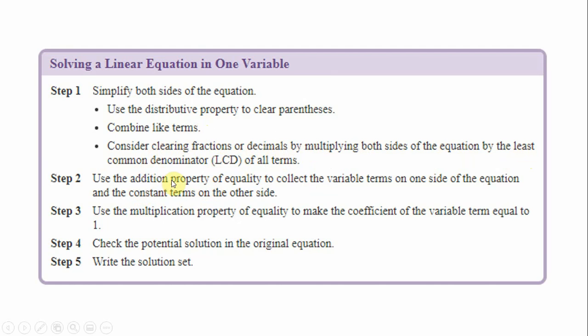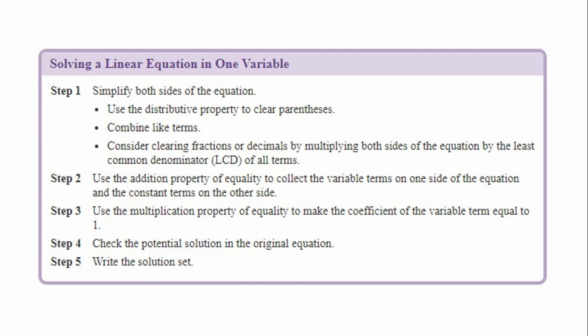Then we're going to use the addition property of equality, collecting the variable terms on one side of the equation and the constant terms on the other side. And then finally, we're going to use the multiplication property of equality to make the coefficient of the variable term equal to 1. And then check the potential solution in the original equation and write the solution set.